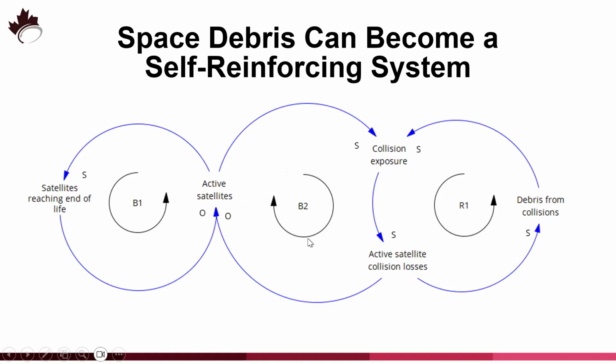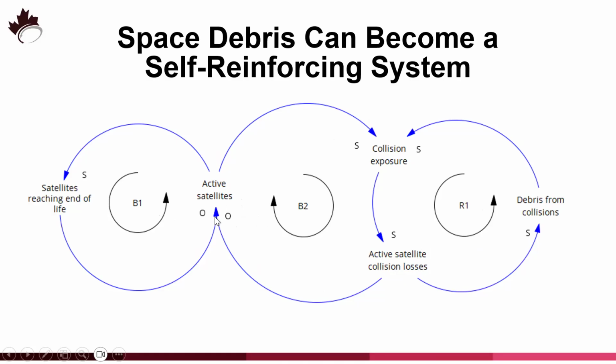So here's a simple causal loop diagram with a reinforcing loop over here showing collision exposure, active satellite losses, and that leads to debris, and debris leads to collision exposure, which leads to more collision losses. We have active satellites lead to collision exposure, lead to losses, which reduces active satellites. We have active satellites leading to satellites reaching end of life and reducing active satellites. So we have two balancing loops and a reinforcing loop.